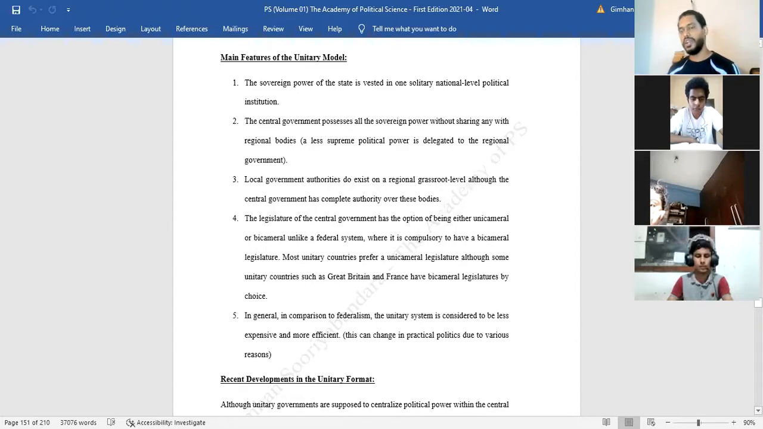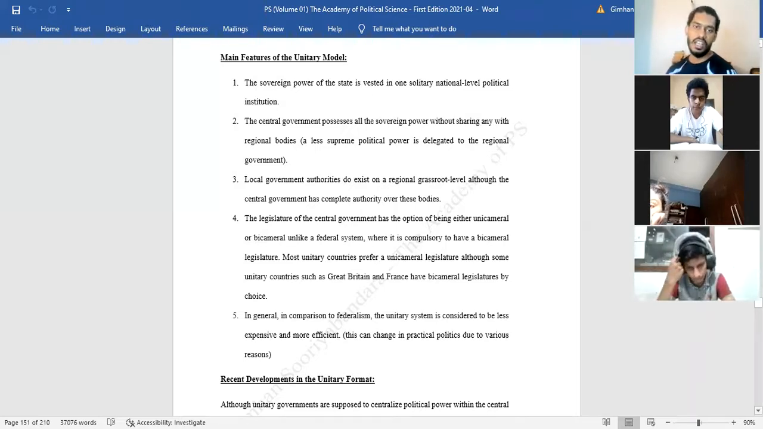Compared to federal systems, where you have to clarify these are the things you can do, these are the things I will be doing, and all that, this is much simpler. So, sovereign power of the state is vested in one solitary national level political institution. That's number one.